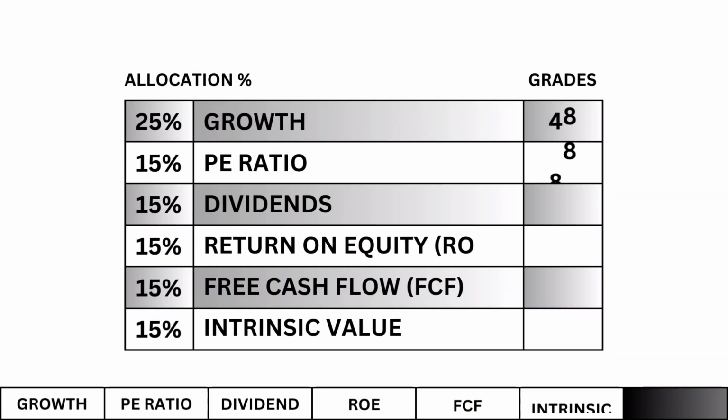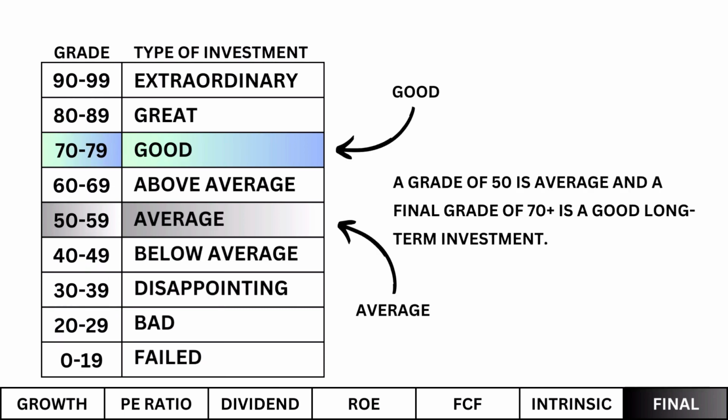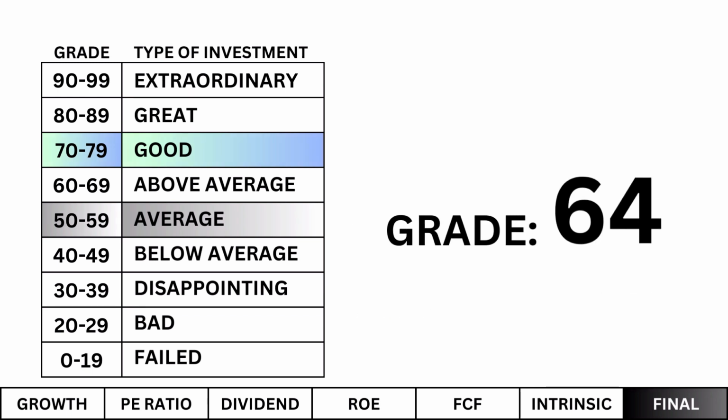We got all our metrics graded, and now we can get our company's final grade. A grade of 50 is average, and a final grade of 70 or better is a good long-term investment. Here's our company's final grade.